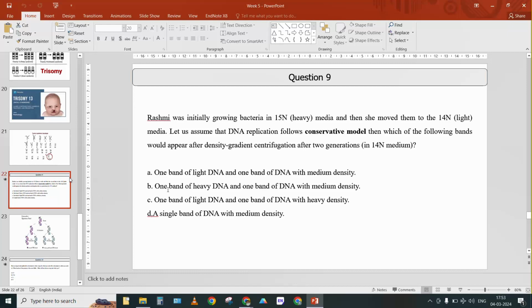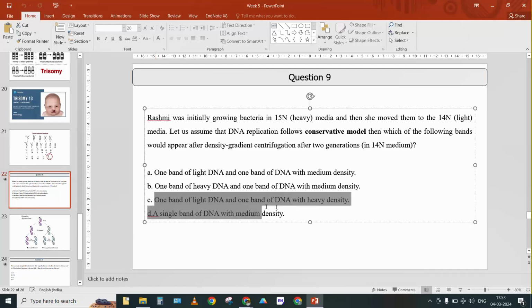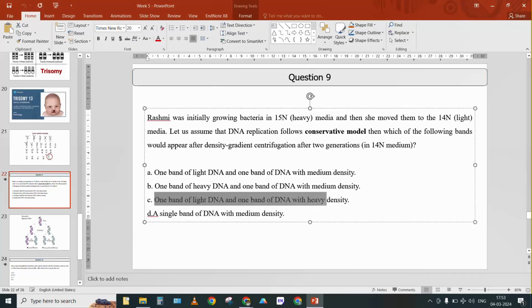So considering the available options, the right answer for question 9 is option C. There is one band of light DNA and one band of DNA with heavy density. So the right option for question 9 is option C.